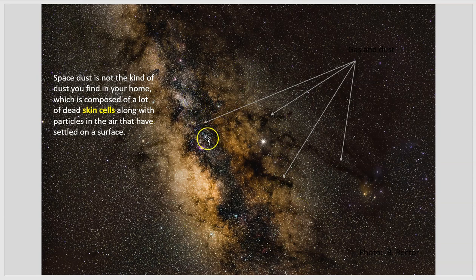In fact, we can see this in a picture of our Milky Way. We see these dark regions in the picture. Here's a dark lane of dust here. Here's a dust lane here. Now this dust, again, is not dead skin cells. That's a lot of the dust in your home. This dust would be heavy elements and small molecules and small particles of matter.